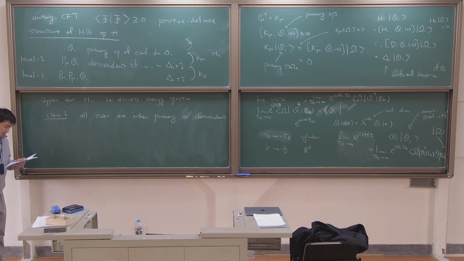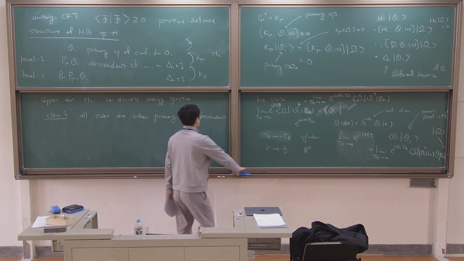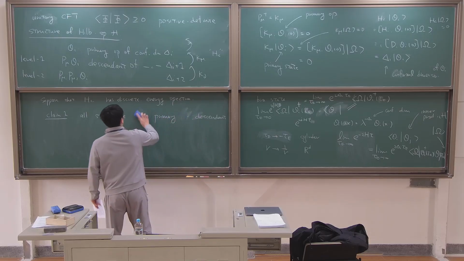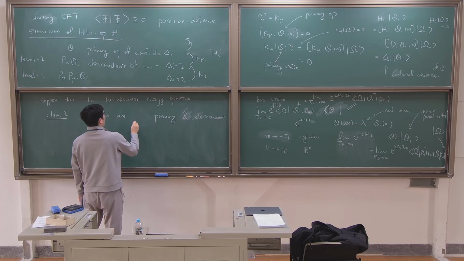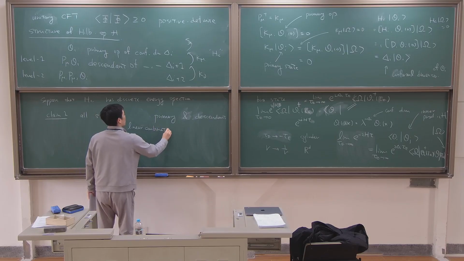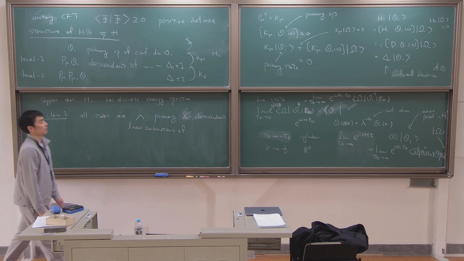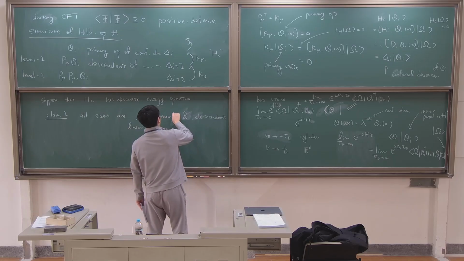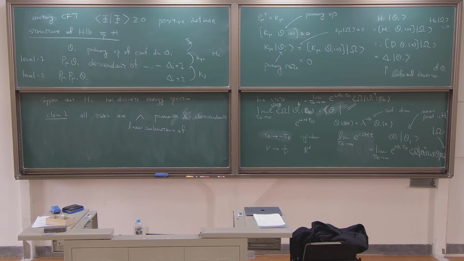Or, a more precise statement is a linear combination of primary and descendant states, because the Hilbert space is a vector space. You can always have a linear combination of primary and descendant. That's correct. Okay, let's prove that.